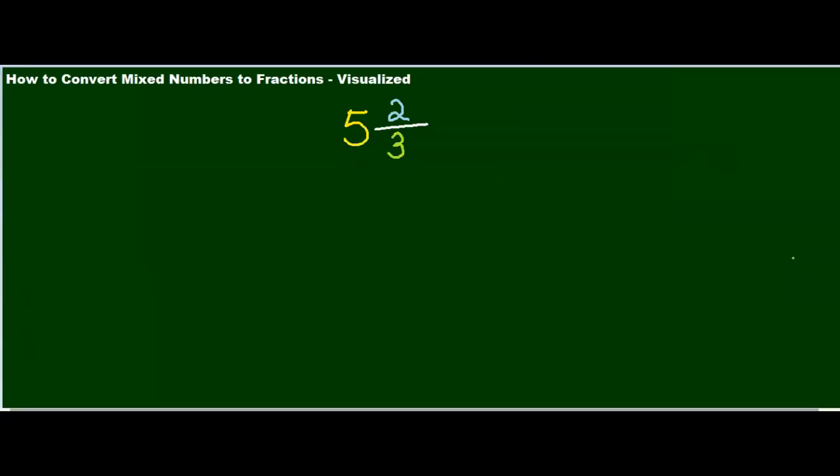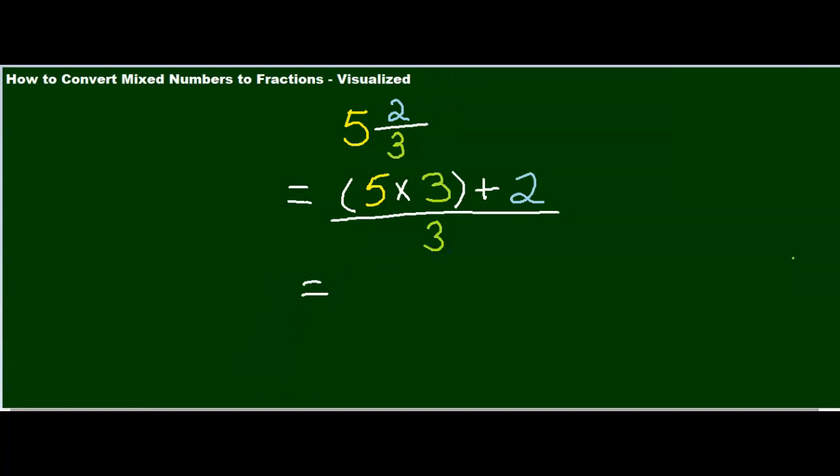Let's try another example. Now we have 5 and 2 over 3. To figure out how we're going to solve that, we're going to look at our denominator. And remember, we cut our 5 wholes into 3 pieces each. So we're going to do 5 times 3, because we cut our 5 wholes into 3 pieces, plus our little 2 extra pieces that we had, over our denominator, which is 3. That simplifies to 5 times 3 gives me 15, plus the 2 pieces in our fraction over 3, which equals 15 plus 2 gives me 17 over 3.